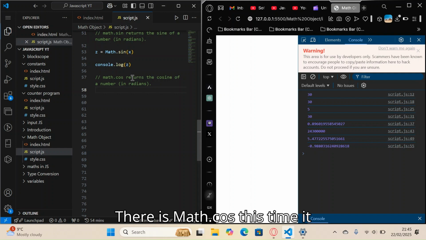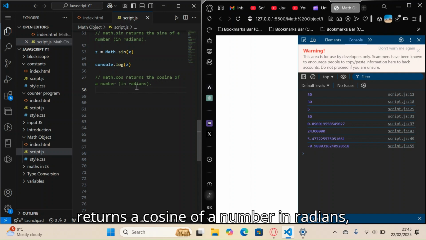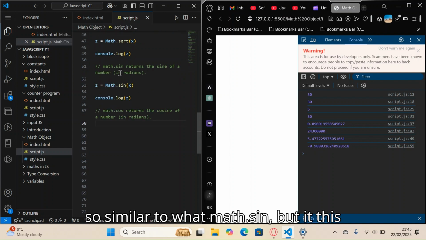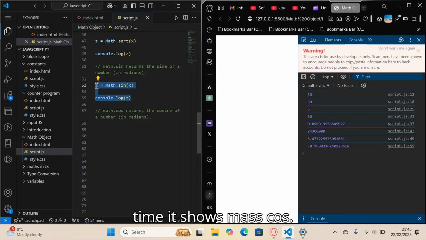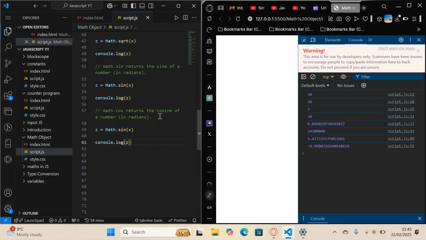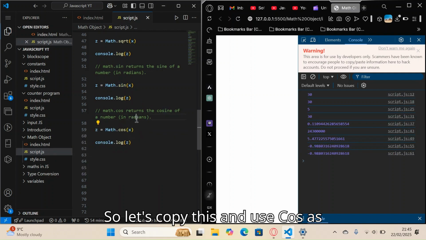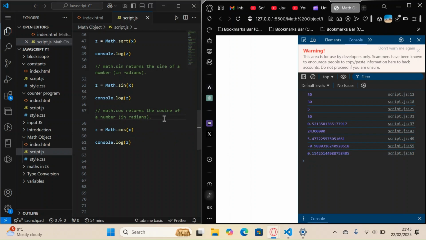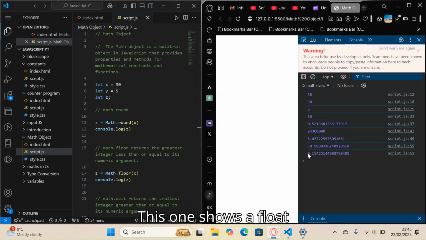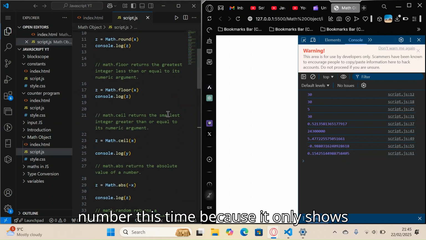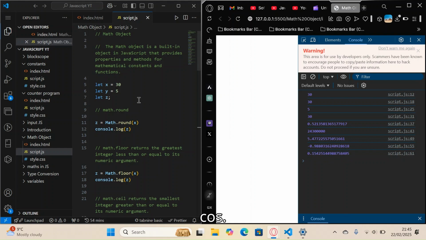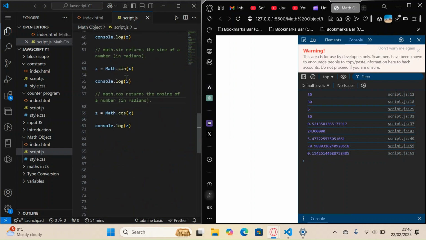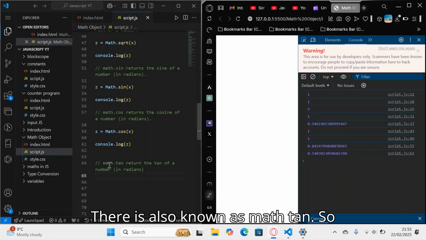There is math.cos. This time it returns the cosine of a number in radians. So similar to math.sin, but this time it's math.cos. So let's copy this and use cos as an example, and there you go. This one shows you a float number, but a different number this time because it only shows cos. Cos is slightly similar to sin, but it uses a different graph compared to sin.